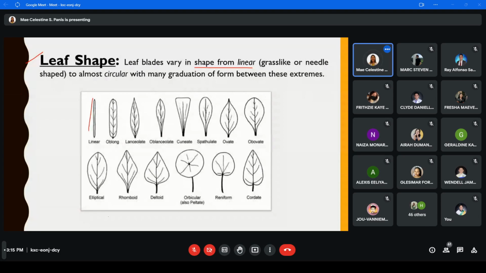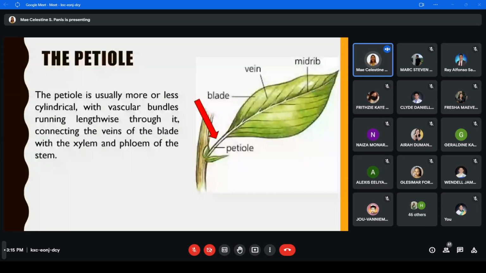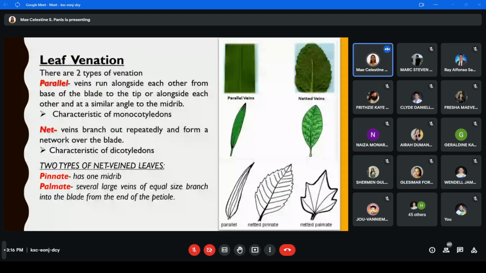And then, before we go to venation, let's look at the petiole. The petiole is usually more or less cylindrical with vascular bundles running lengthwise through it, connecting the veins of the blade with the xylem and phloem of the stem. Okay, so let's proceed directly to leaf venation.